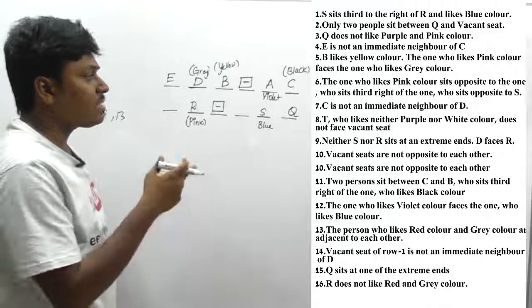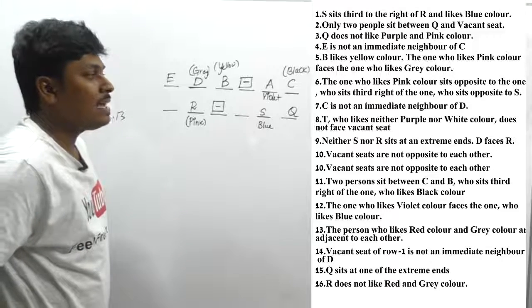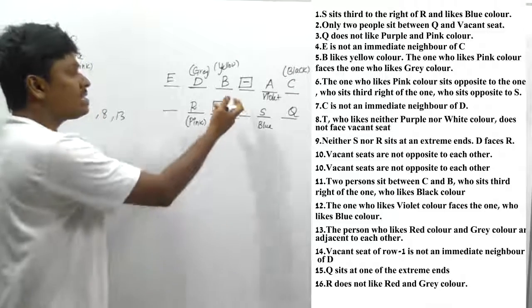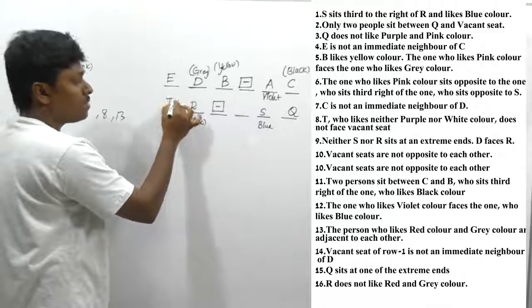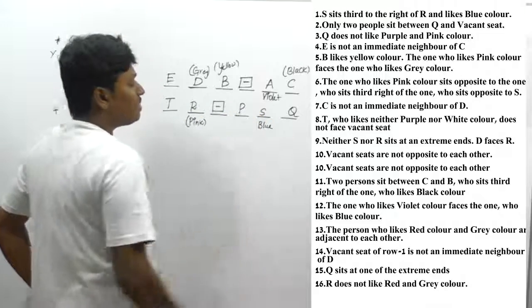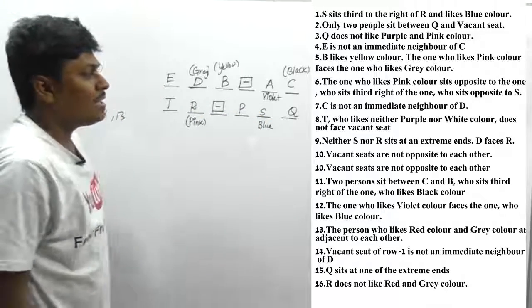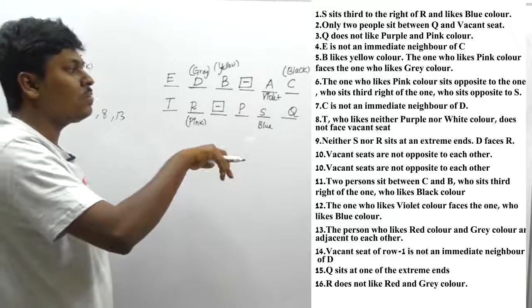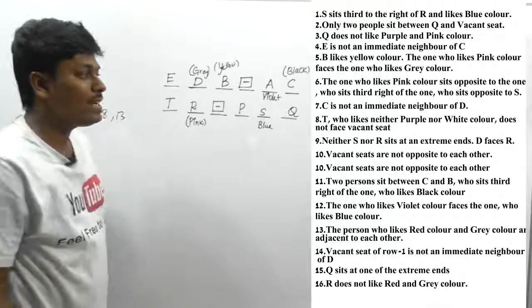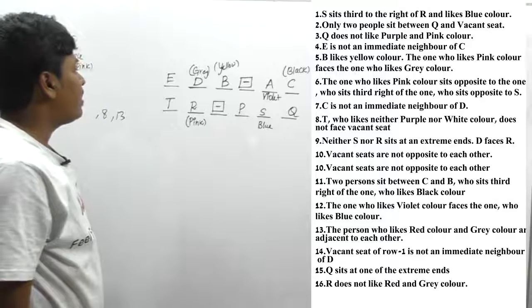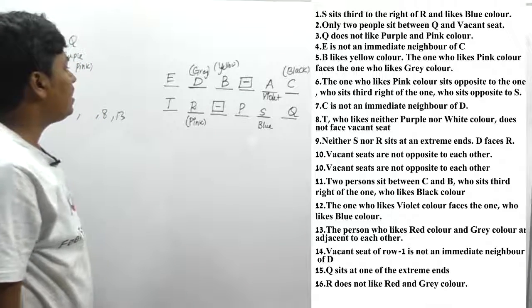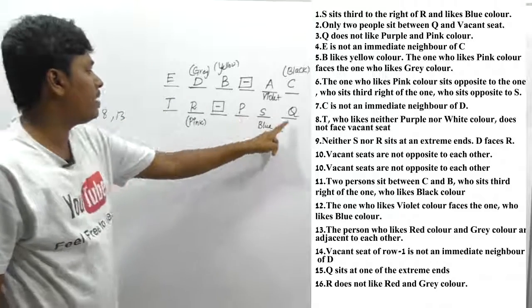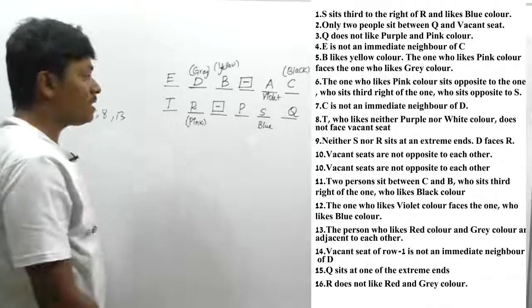Okay, friends. Eighth point, T who likes neither purple nor white color does not face the vacant position, right? If T does not face the vacant position, then definitely T should come here, and the remaining only one color, P, should come here, friends, right? No other way. And they have said that he is not facing the vacant position, and they have given the clue that T does not like purple nor white color, right? T does not like purple. Okay, I think we only need to fix the color for E, and we need to fix the color for P, Q, T. Okay, let me move on to the 13th point, friends.